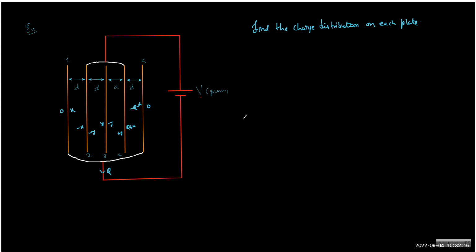Then the next part is solving. So we have to start something like this. We know that V1 must be V5, right? And V2 must be V4. So we have two equations, and then for the last I can choose any one. The 4 and 5 difference is how much? V, right?